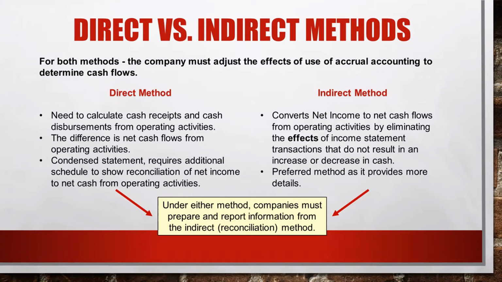Under the indirect method, we start with net income and convert it to net cash flows from operating activities by eliminating the effects of income statement transactions that don't result in an increase or decrease in cash. It is a preferred method as it provides more details, and most companies use this method. Under either method, companies must prepare and report information from the indirect or reconciliation method.